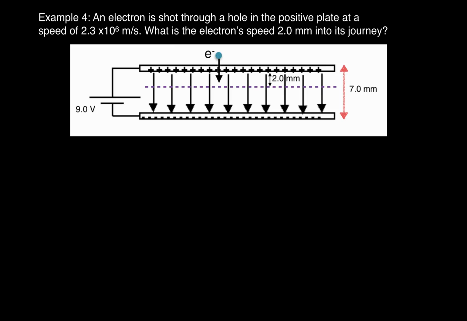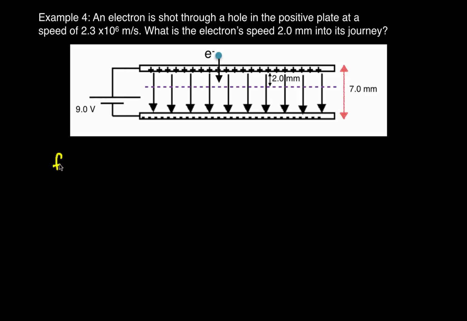Example 4. In this example, we have a parallel plate system that has a plate separation distance of 7 millimeters and a battery voltage equal to 9 volts. An electron is shot through a hole in the positive plate at a speed of 2.3 times 10 to the 6 meters per second. What is the electron's speed 2.0 millimeters into its journey?